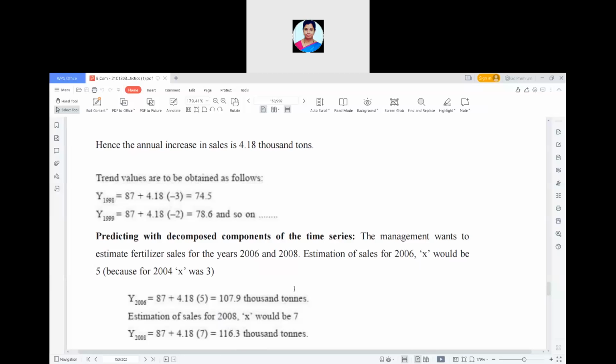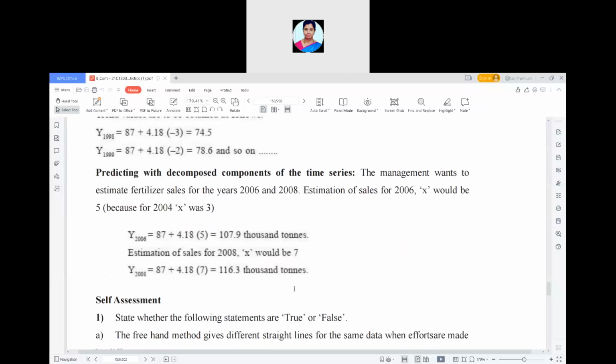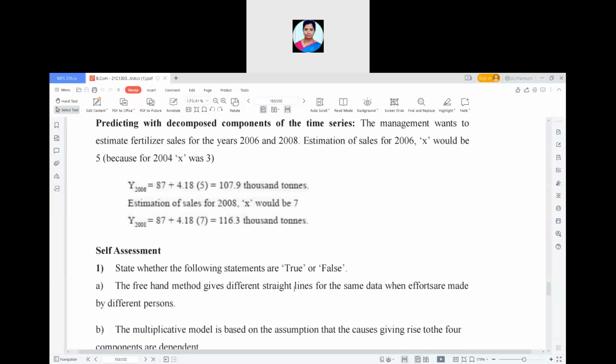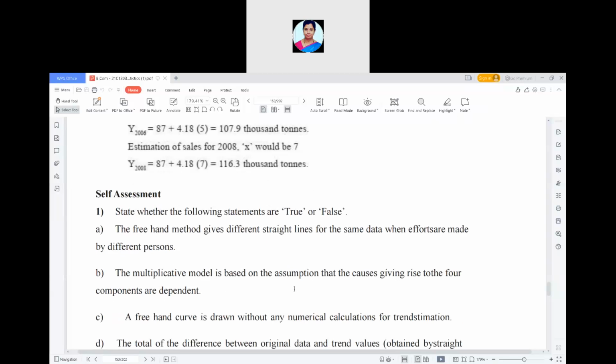Estimation of sales for 2008, X would be 7. So Y 2008 is equal to, we have calculated this one. So these are the self-assessment questions we have. Whether the following statements are true or false.